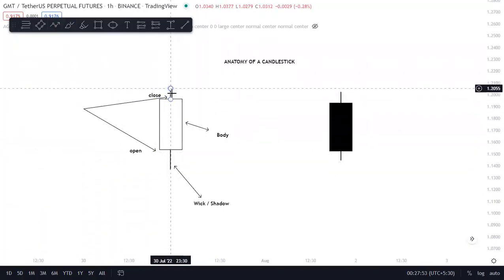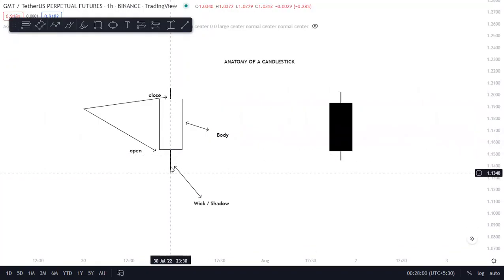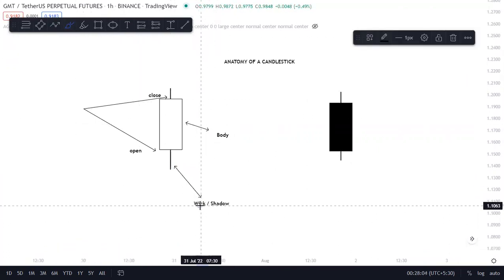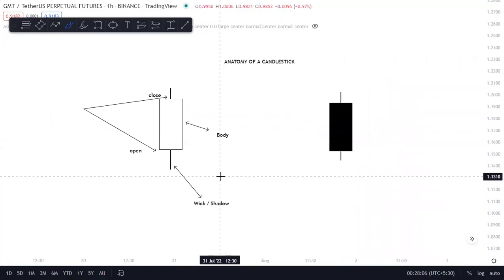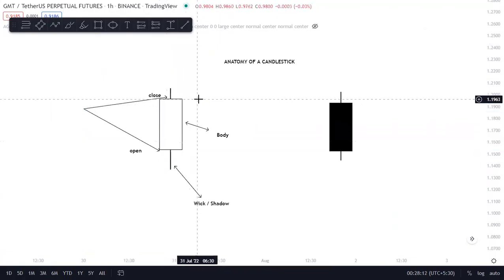And these lines that you see in a candlestick, they are the wick. You can call it a wick or a shadow, but most people refer to it as a wick. If you say shadow to someone, it may sound foreign, so most people call it a wick. That is for a bullish candlestick, right?